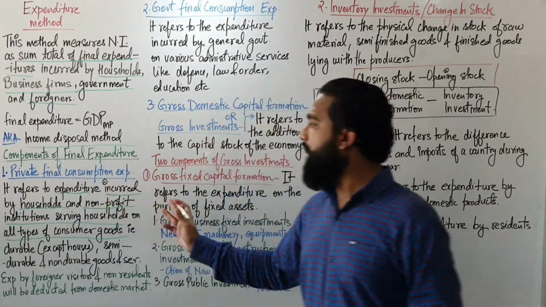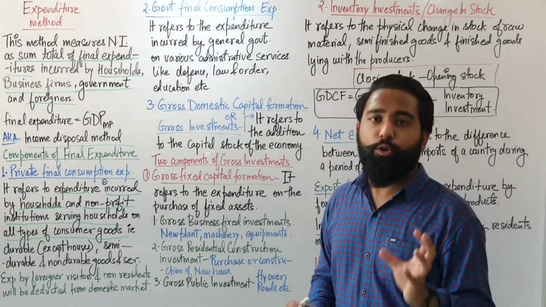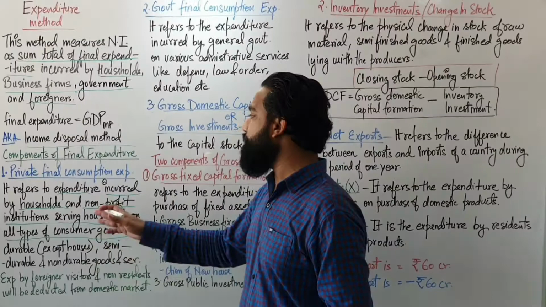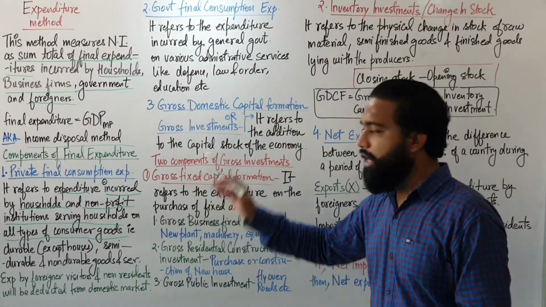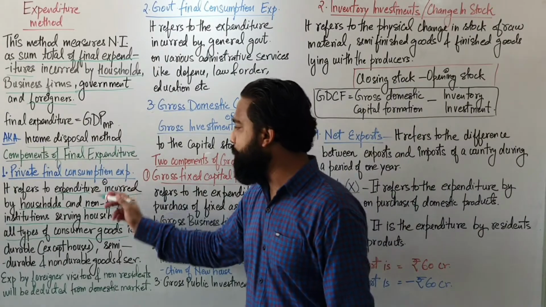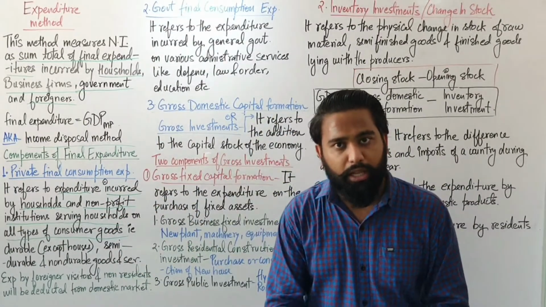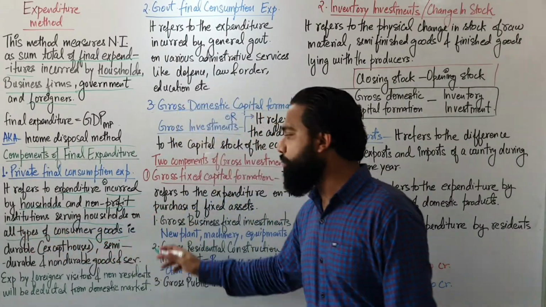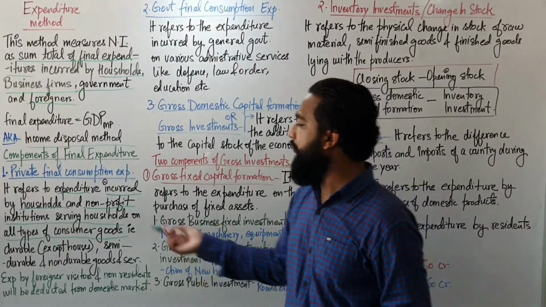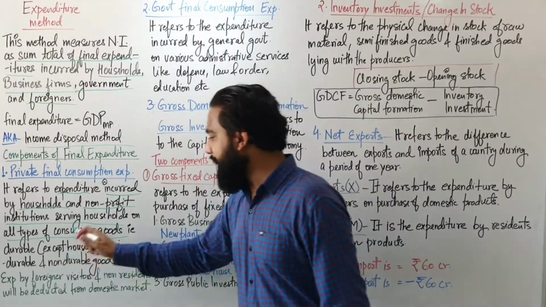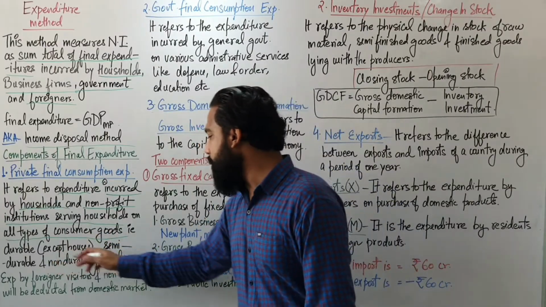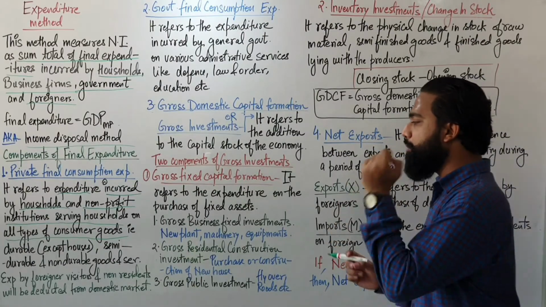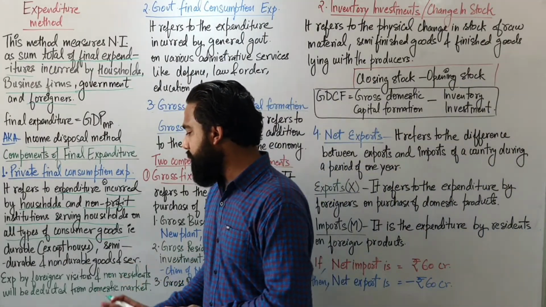In this private final consumption expenditure, the house expenditure, if you purchase a new house, is not included. Now let's read it once again. It refers to the expenditure incurred by the households and non-profit institutions serving households on all types of consumer goods. They provide all the durable goods, but except houses, the semi-durable and non-durable goods and services.